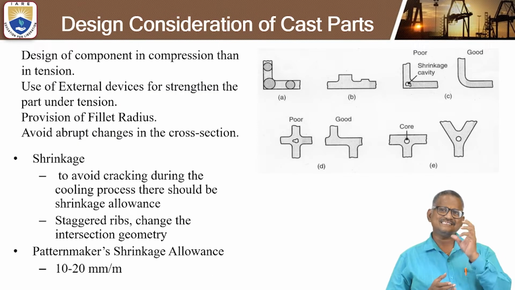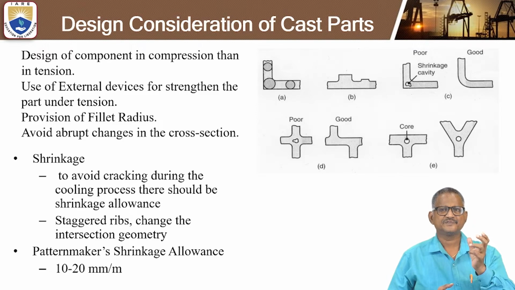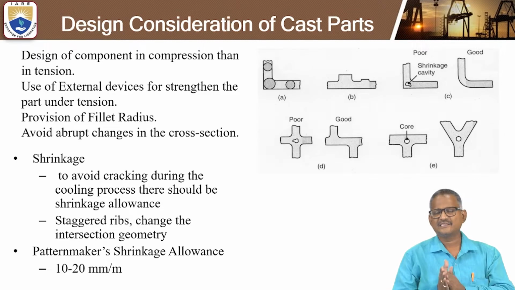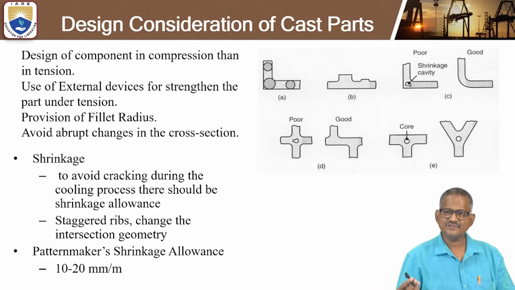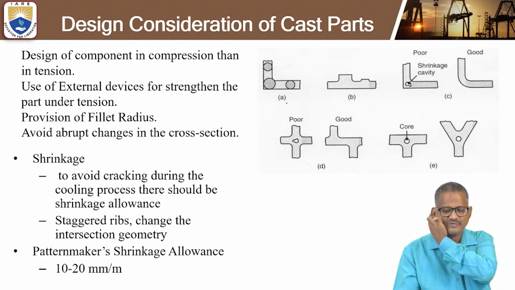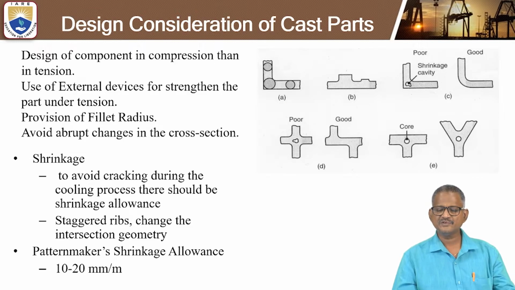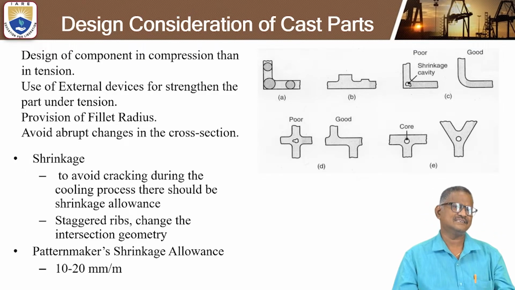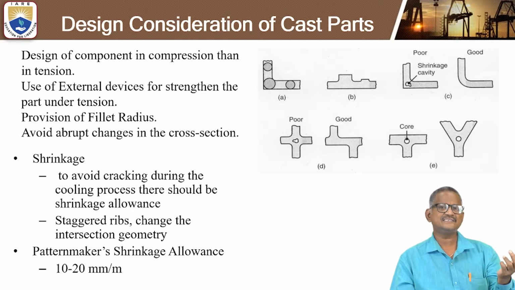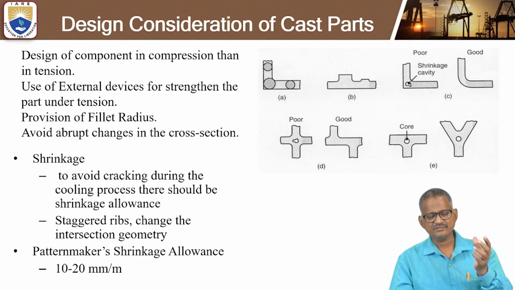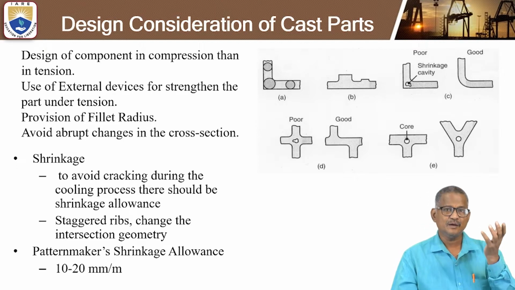And look at the design considerations of cast parts. What are the various design considerations? For example, you can see a clear classification of design elements as poor and good. What are the poor qualities and what are the good ones? And how can we identify defects like shrinkage cavities? Here, the design of the component in compression, then in tension. And one more thing: we can use external devices to strengthen the part under tension.